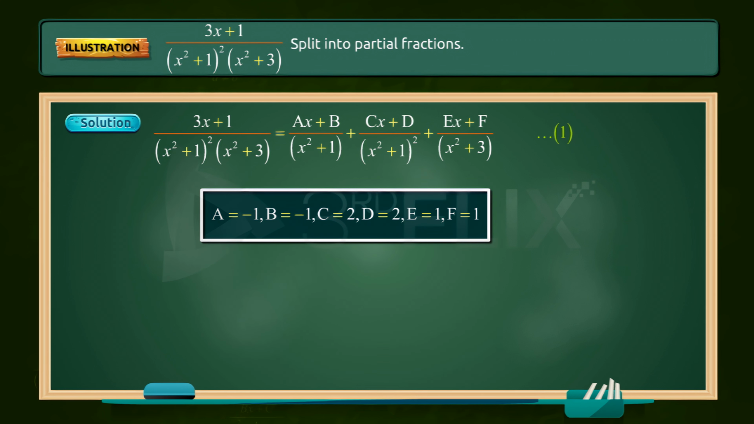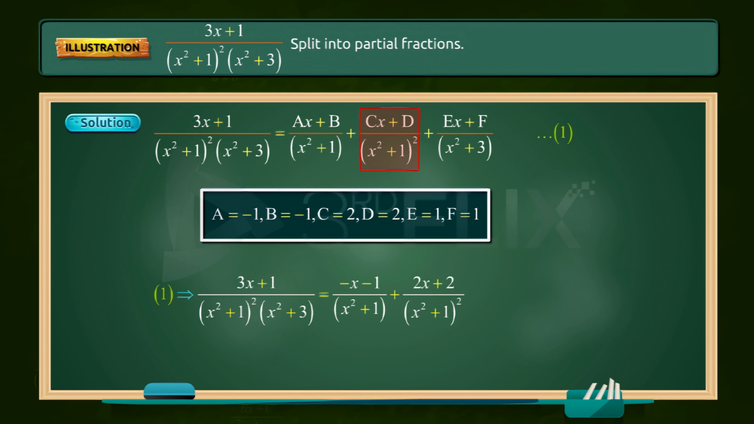On substituting these values in equation 1, the given fraction can be written in partial fractions as (-x - 1)/(x² + 1) + (2x + 2)/(x² + 1)² + (x + 1)/(x² + 3).